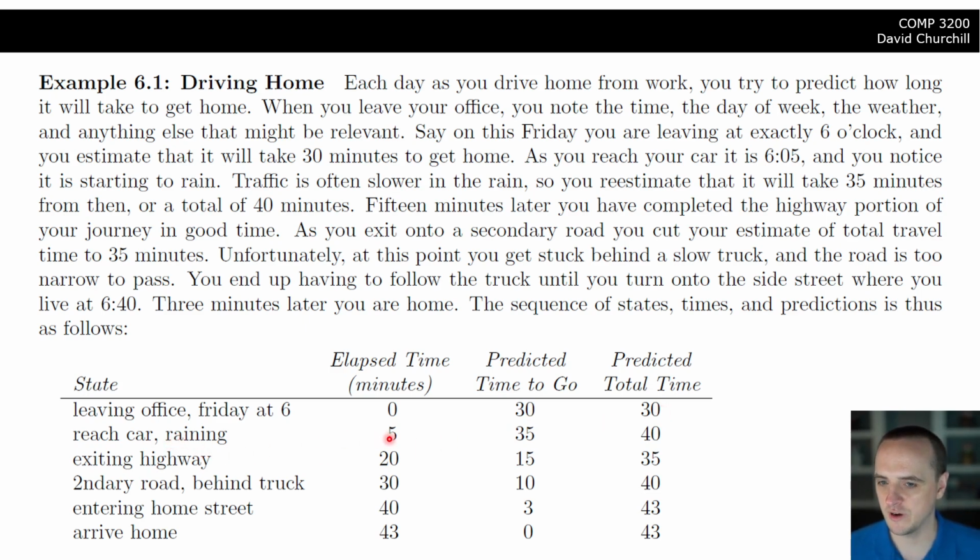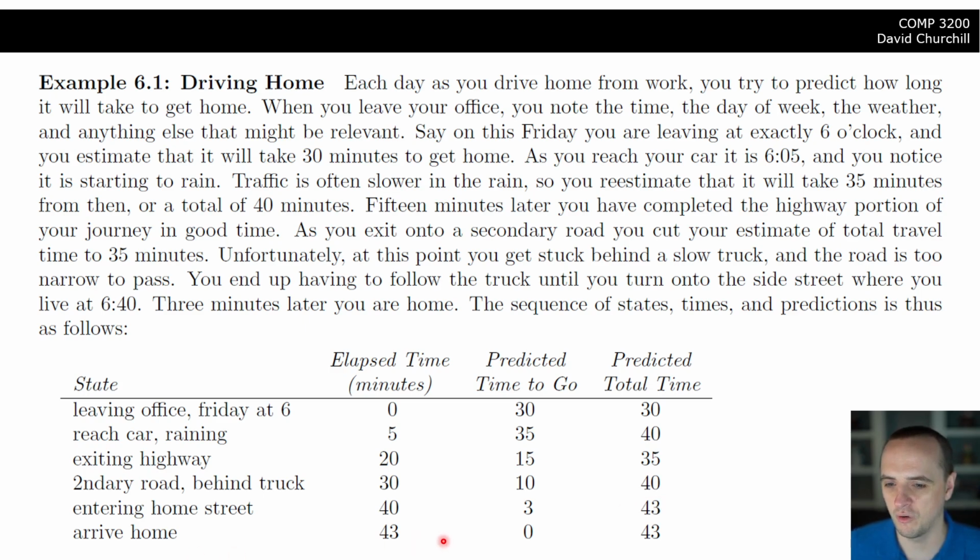I reach my car and it's raining. So 5 minutes later, I reach my car. Now I'm going to estimate that there's 35 minutes left in the trip. So for a total of 40 minutes. Sorry, so 5 plus 35. Now, later on, I'm exiting the highway. 20 minutes have passed. I now think that I have 15 minutes left to go for a total of 35 minutes. Now I'm on a secondary road and I'm behind a slow truck. So 30 minutes have passed. I think I have 10 minutes left to go. So now my total estimate is 40 minutes. Now, later on, I'm entering my home street. I predict that I have 3 minutes left to go. So that's a total predicted time of 43 minutes.